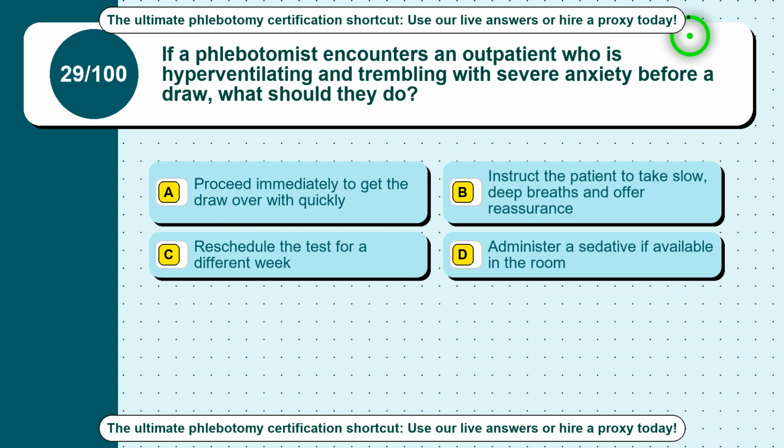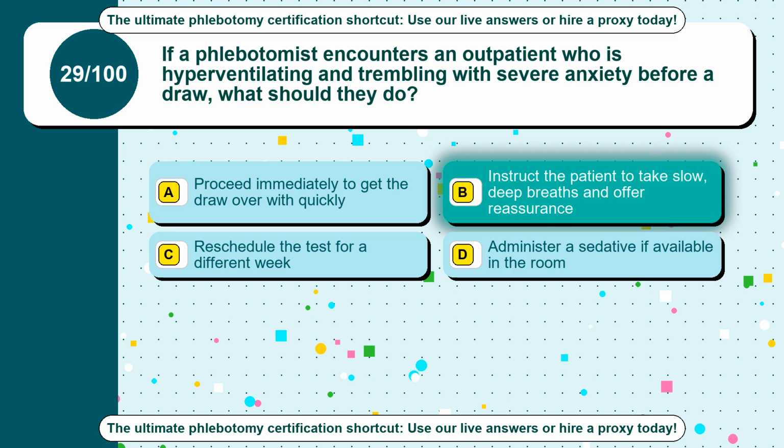Question 29. If a phlebotomist encounters an outpatient who is hyperventilating and trembling with severe anxiety before a draw, what should they do? Option A. Proceed immediately to get the draw over with quickly. Option B. Instruct the patient to take slow, deep breaths and offer reassurance. Option C. Reschedule the test for a different week. Option D. Administer a sedative if available in the room.